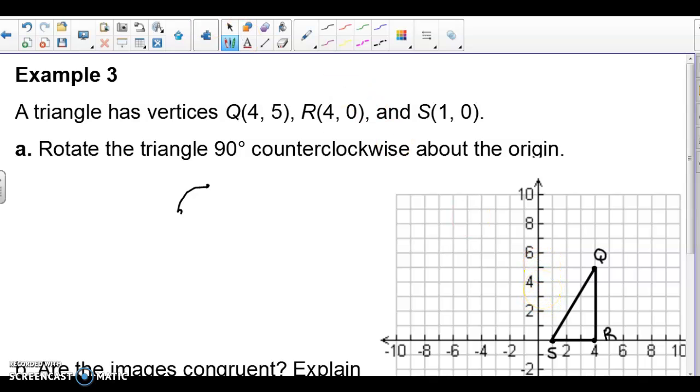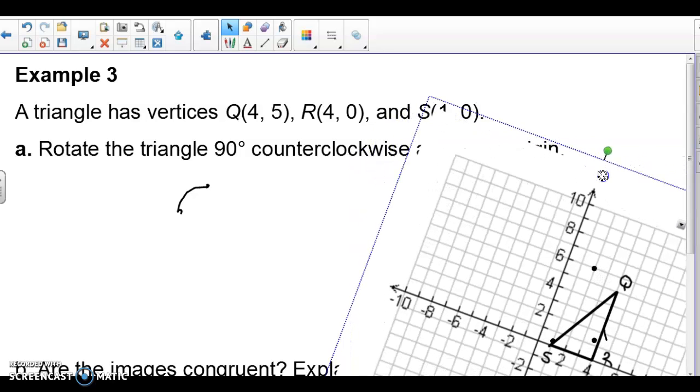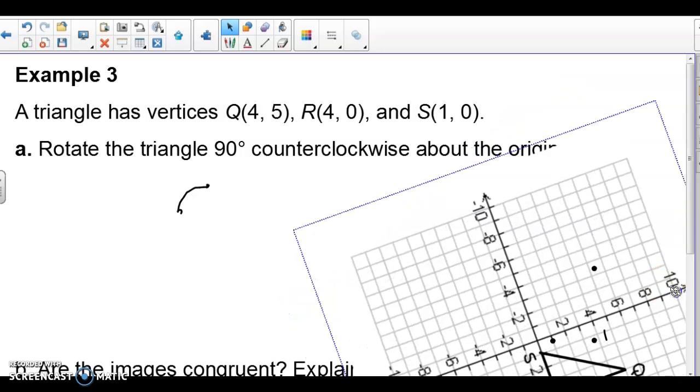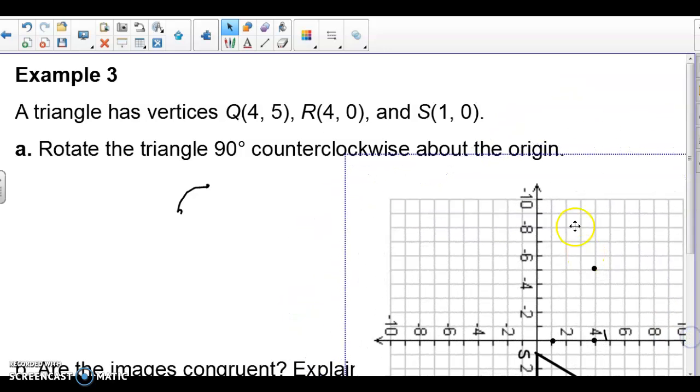So what I'm going to do now is rotate my graph, and just like last time, I'm going to rotate it so that it looks like I'm moving it 90 degrees in the other direction, but in fact, I'm rotating it so that these points are going to wind up on this graph. So I'm going to go ahead and group these now.